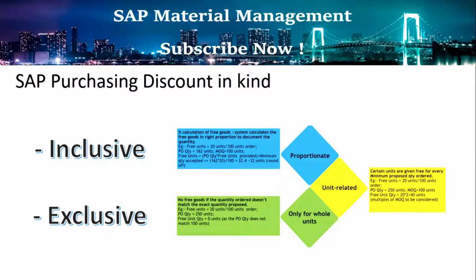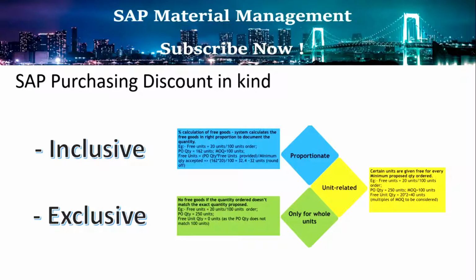Hello and welcome back to another weekly tutorial. Today we will talk about discount in kind or free goods in purchasing. Discount in kind. This function allows the purchaser to get a free charge in the form of free goods when a certain quantity of product is ordered. Otherwise, free goods are a kind of quantity discount and are granted in the form of a goods delivery that is free of charge when a certain quantity is purchased.